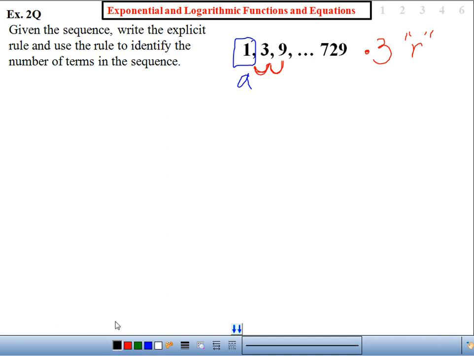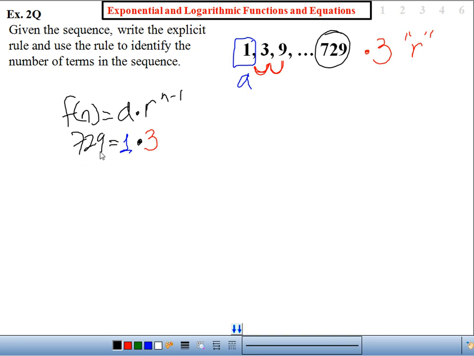Okay, so let's write our explicit rule. f of n equals a times r to the n minus 1. So to get started, we have a. A is 1. So that goes right there, times, what is r? 3, that is correct. And what else do we know? We know the last term. What was our last term? Our last term is 729, that goes right there. And then we just write n minus 1.